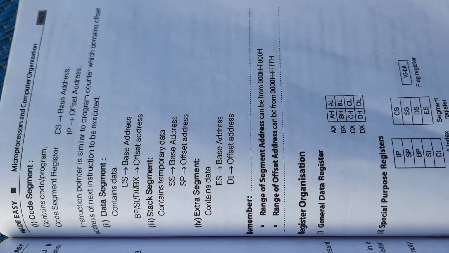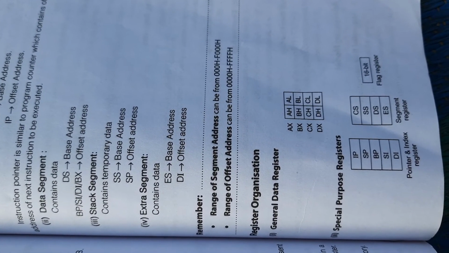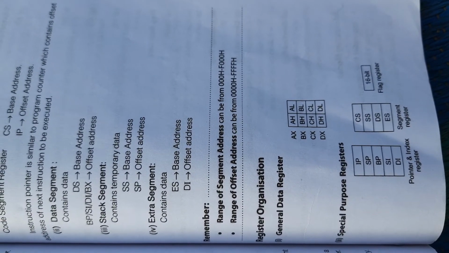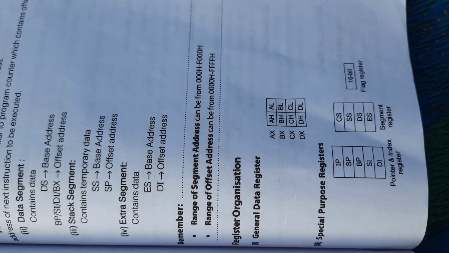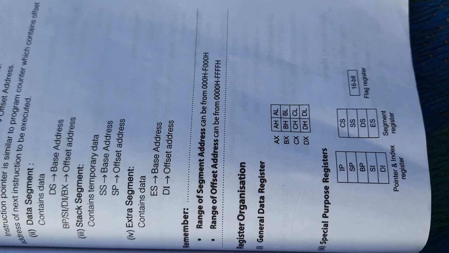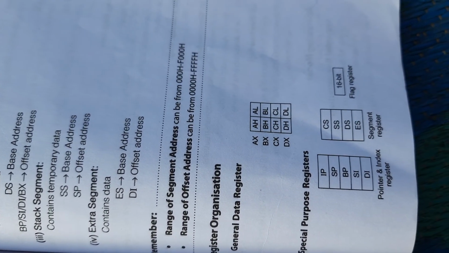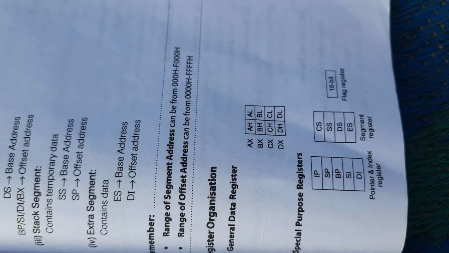So register organization: general data registers AH, BH, CH, DH, AL, BL, CL, DL, AX, BX, CX, DX. Special purpose registers: IP, SP, BP, SI, and DI. That is the pointer and index registers. Then here are the segment registers: CS, SS, DS, ES, and the flag register is 16 bits. So you see the details in that way.